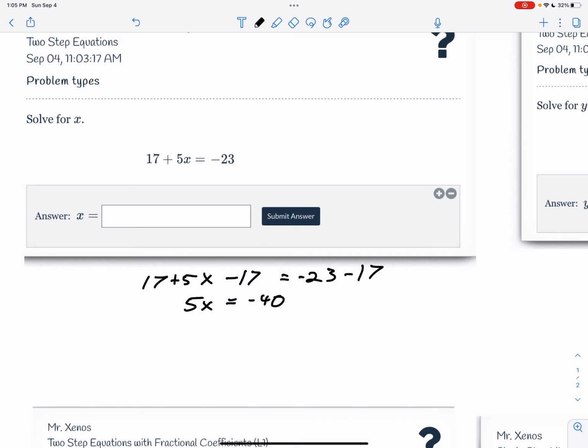This thing promises it's 2 steps. So I don't have any more addition or subtraction to take care of, so let's look at multiplication and division. I don't want this 5 here. To get rid of a 5 coefficient, I look at it and say, hey, what's that 5 doing to my x? Well, it's multiplying. So to undo that, I either need to divide both sides by 5, which will get me my answer of x equals negative 40 over 5 is negative 8.